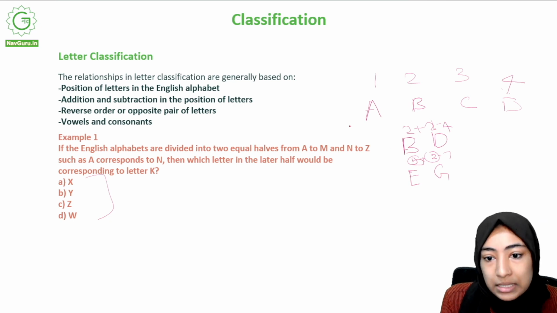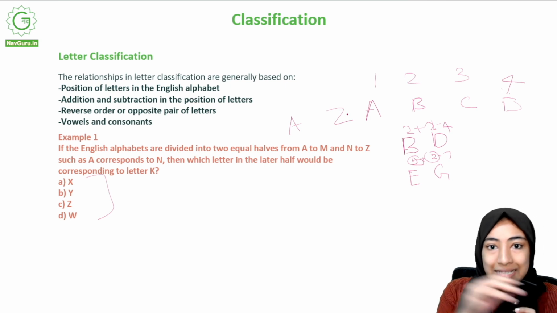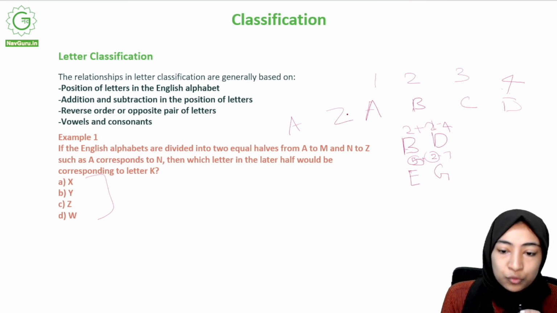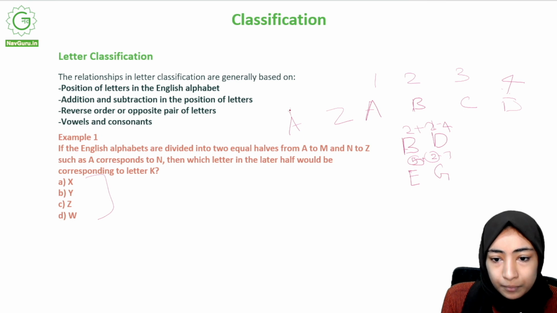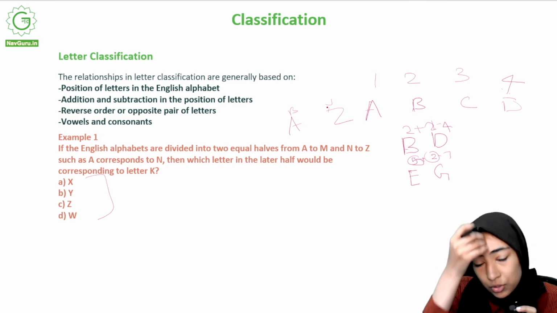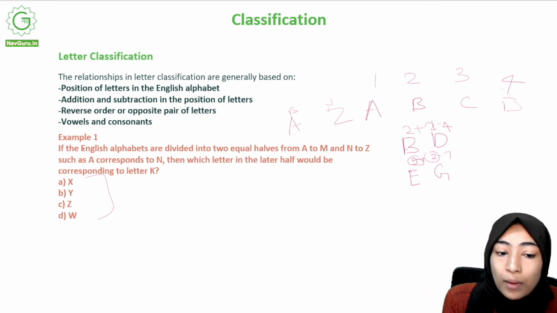So by that what we mean is, the opposite pair for A would be Z, right? So the first letter and the last letter, and so on and so forth. And then you would do the same for B. For B, it would be Y. Right, so all of these are things you need to look at, and also vowels and consonants.